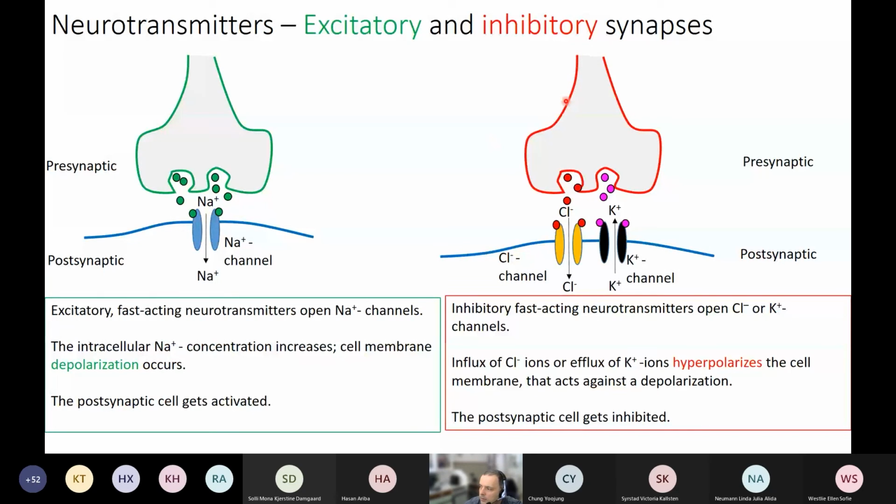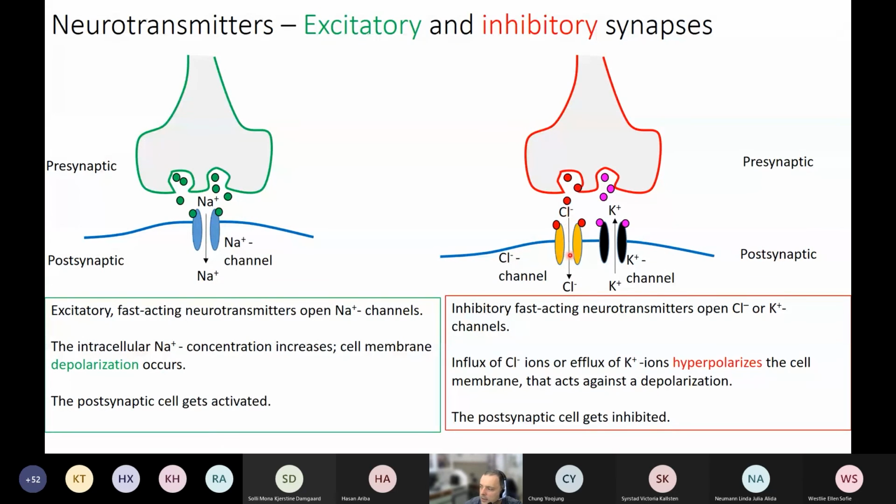Now, it may happen, however, that the presynaptic membrane releases a different substance that has different receptors linked now to different ion channels. In this case, let's say chloride channels.